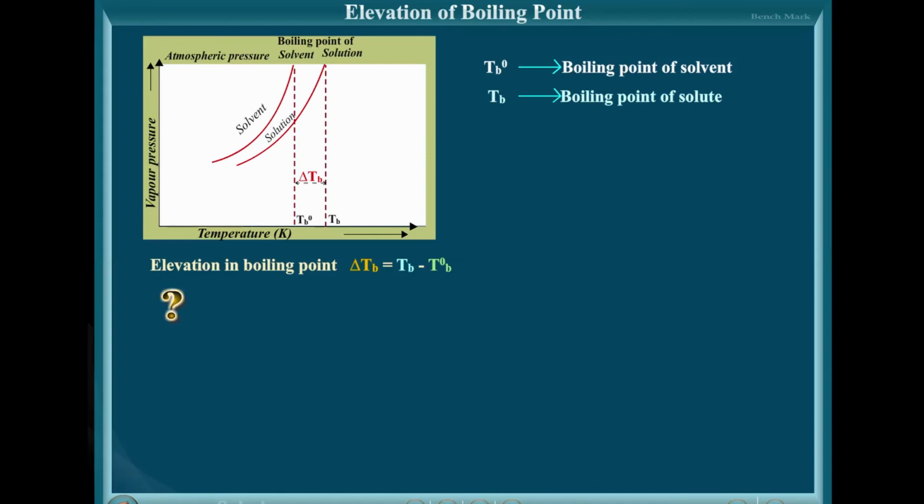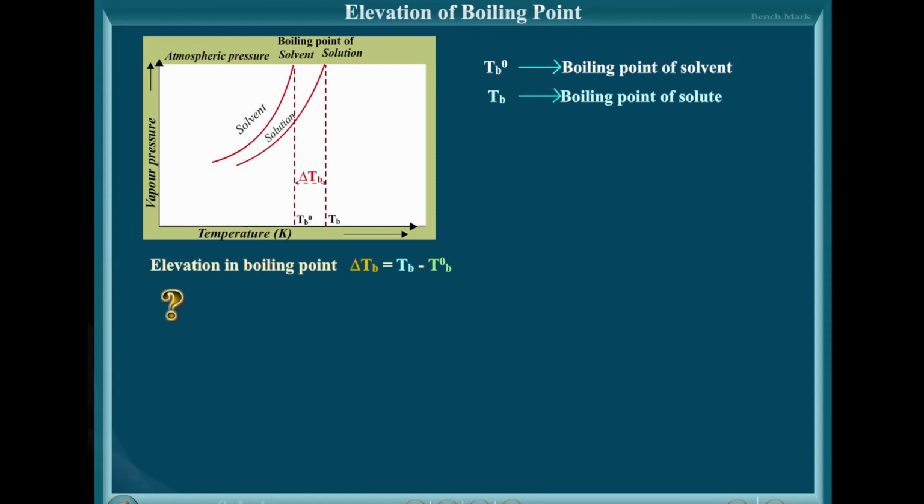Delta TB is also directly proportional to X2, the mole fraction of the solute. We can take a paper and write it also. So delta TB is equal to a constant K into X2. That is equal to constant K into N2 by the total number of moles, which is equal to constant K into W2 by M2 divided by the total number of moles.